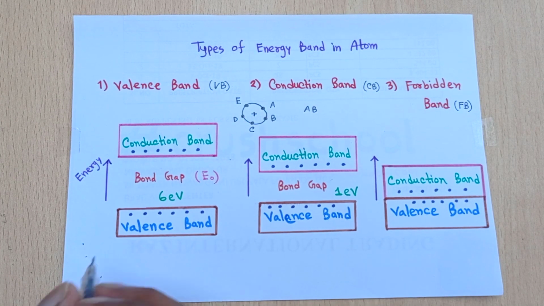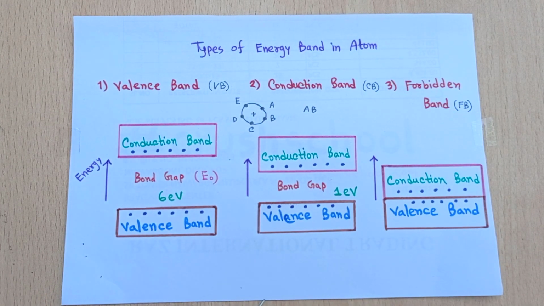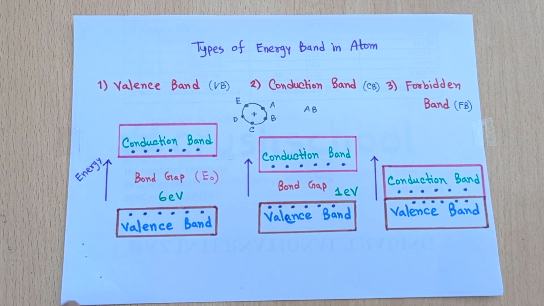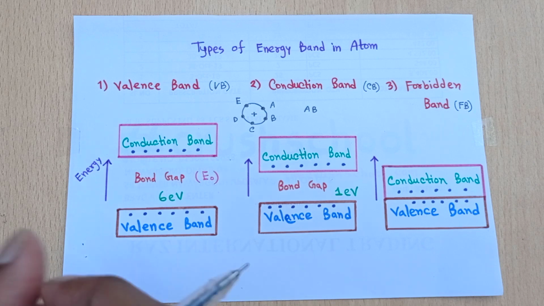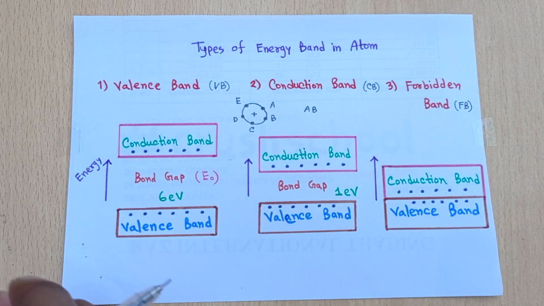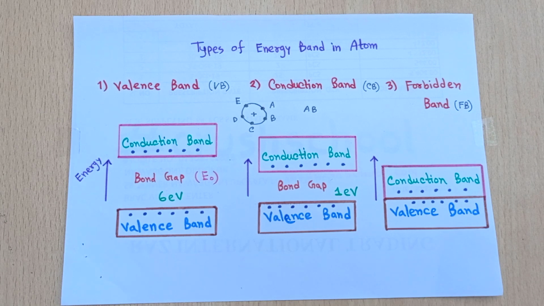Okay, right. The second one is our conduction band. The conduction band is another type of energy shell or energy level, and when electrons achieve the energy of the conduction band energy level, then these electrons can easily pass from one atom to another atom and also work as free electrons.